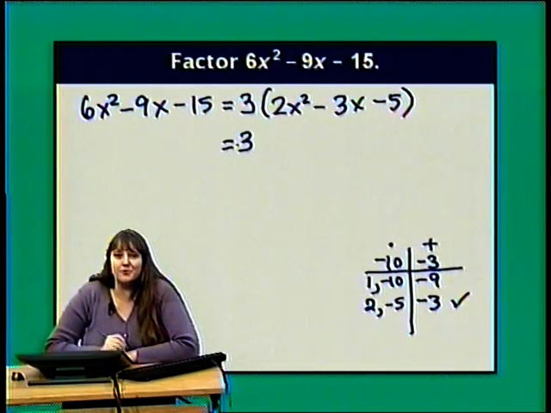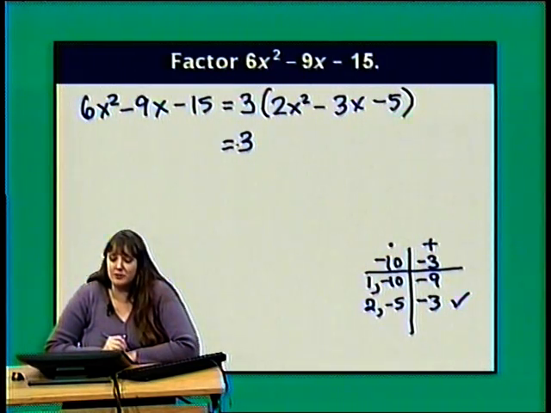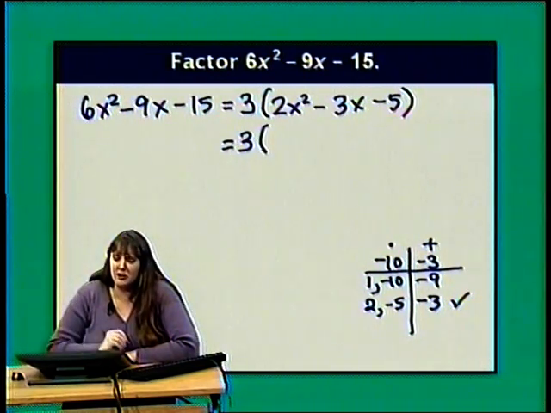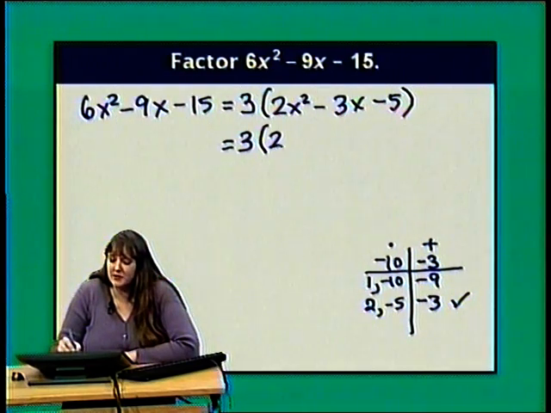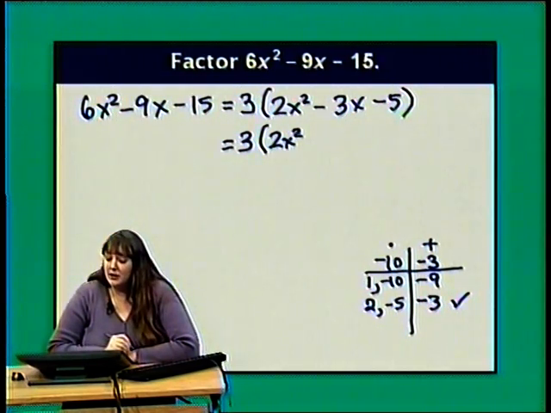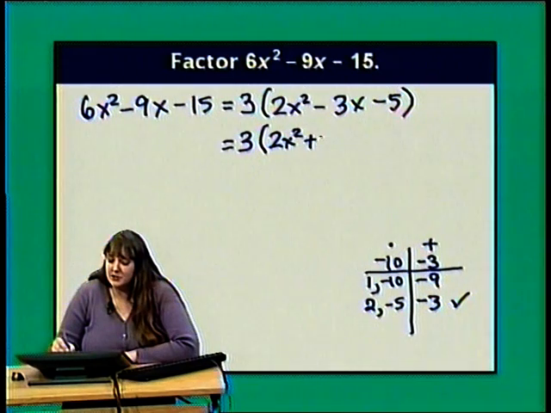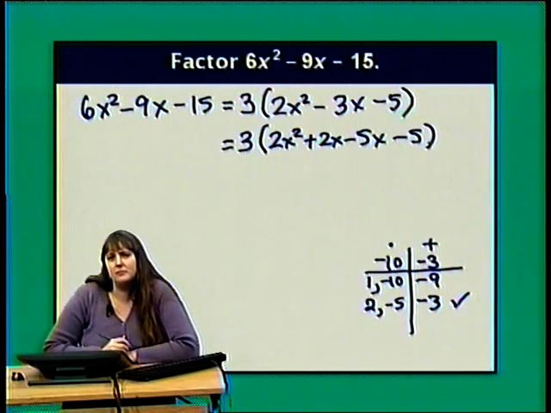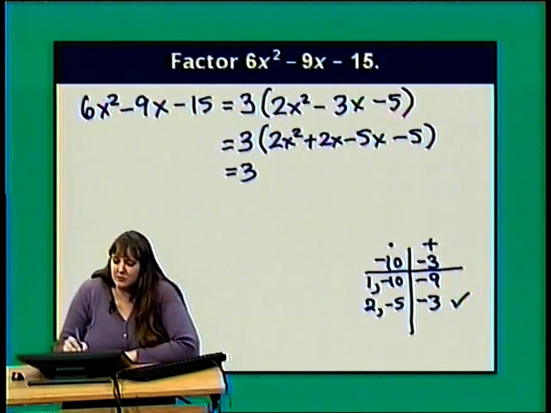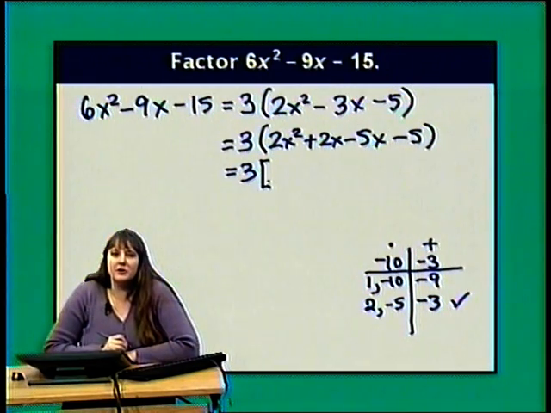So I still need this 3. I factored that out. It's part of the original polynomial. But I'm going to rewrite what's in parentheses as 2x squared. That's staying the same. Minus 3x I'm going to write as plus 2x minus 5x. And there's my constant of minus 5 at the end. Now I need to focus on what's in parentheses because that's what I want to factor by grouping. Since I'm going to be doing some more factoring, I'm going to put square brackets here to differentiate from the parentheses I'm going to use inside the square brackets.